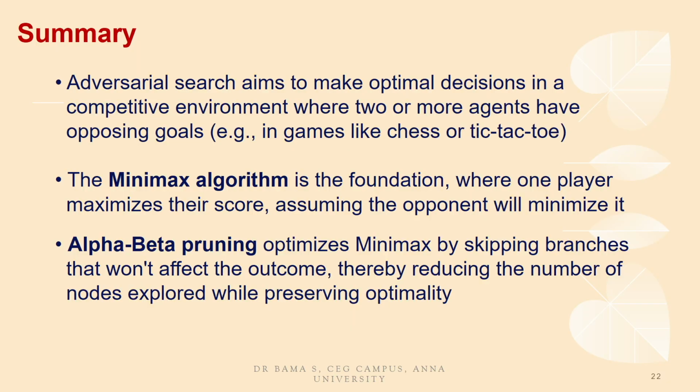There are 3 examples given in the textbook for you to practice, and this is one of the important AI algorithms that is being used prevalently. In this session, we have seen adversarial search, and it helps to make optimal decisions in a competitive environment, very specific to 2 player games, games like chess or tic-tac-toe, where they have opposing goals. The foundation here is the minimax algorithm, where the assumption is one player is trying to maximize the value and the other player is going to minimize the value.